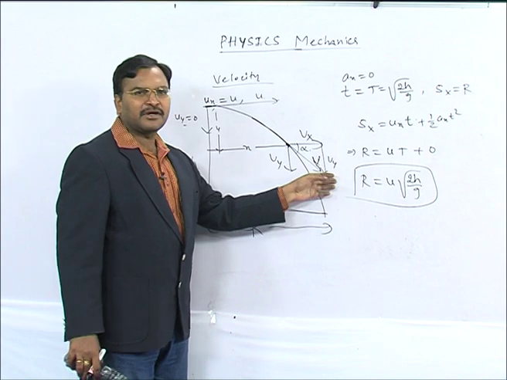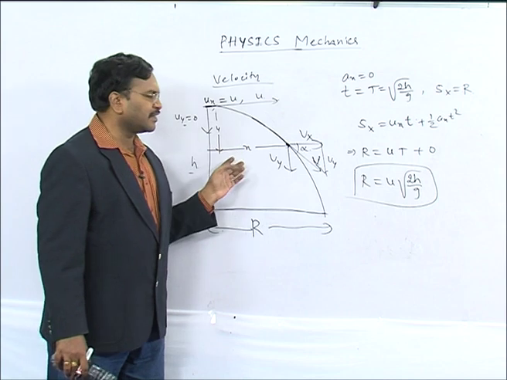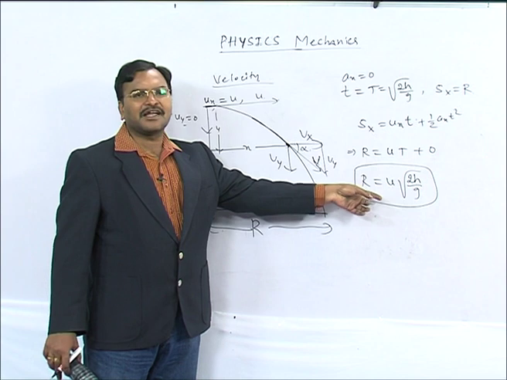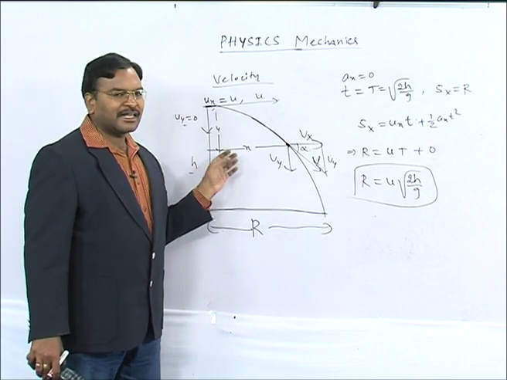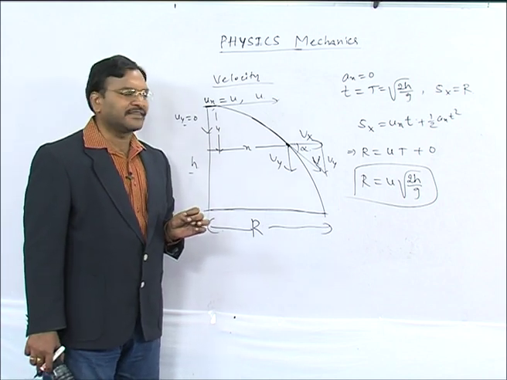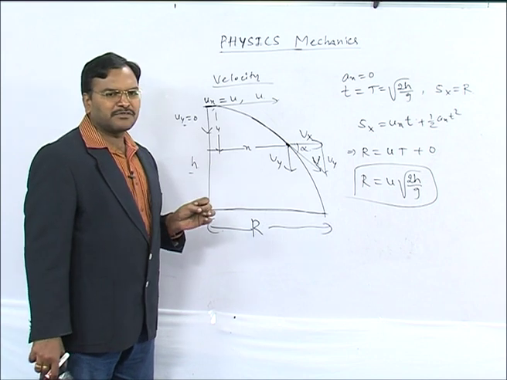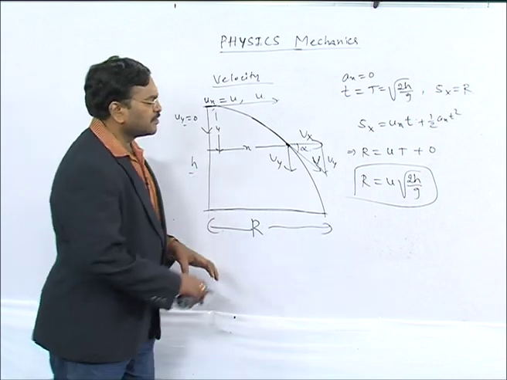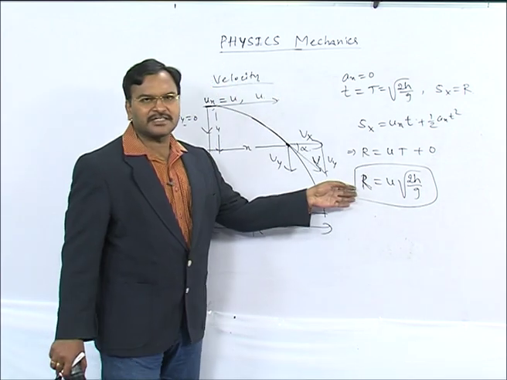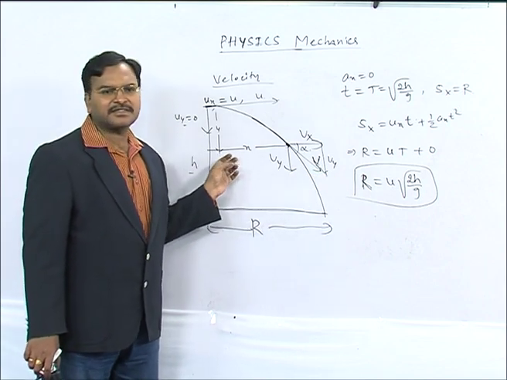Here range of a body projected horizontally from the top of a tower depends on the initial velocity and the height of the tower. But time of flight and time of descent are independent of the initial velocity of projection. Is it clear? Based on these concepts you will get many questions and problems, so read all the synopsis and problems. What is U here? Initial velocity. And what is H here? H represents the height of the tower.